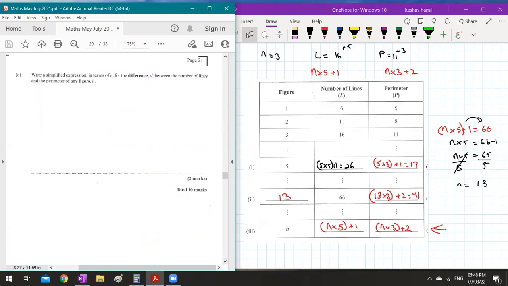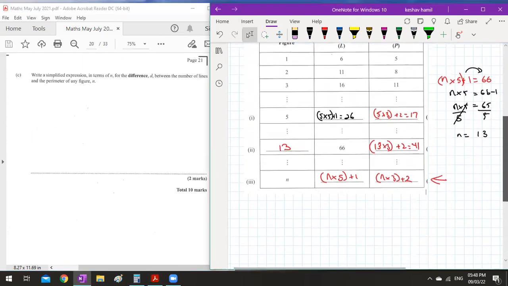Write a simplified expression in terms of n for the difference d between the number of lines and the perimeter of any figure. So they want the difference between the number of lines and the perimeter. So n by 5 plus 1, n by 3 plus 2.